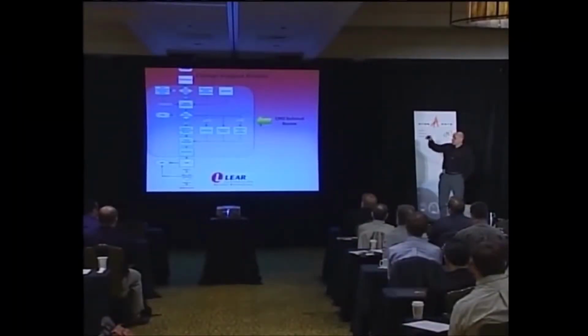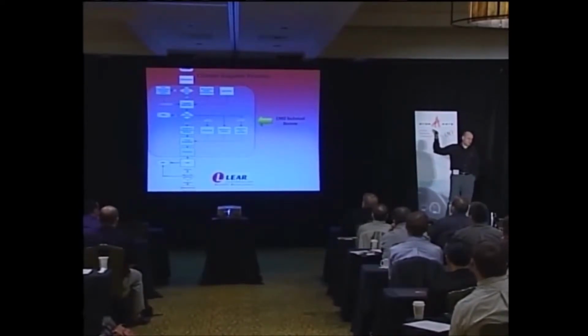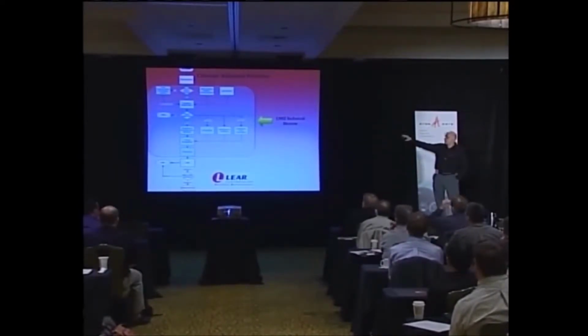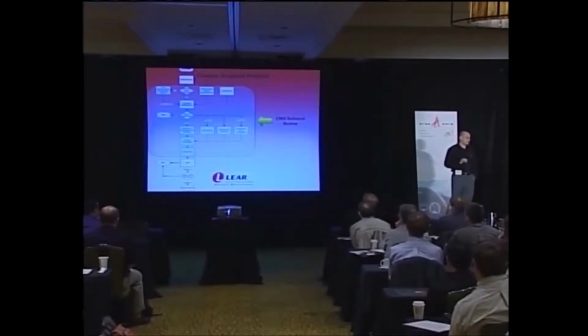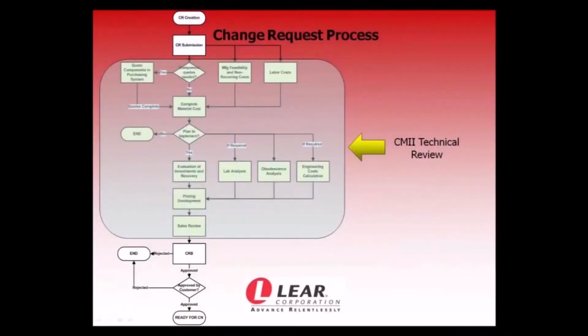But looking at the top of it is really the part where the engineer proposes a change. And then it gets into what I would summarize as a CM2 technical review, where we review not only the investment, but also the feasibility of the change. And finally, after that happens, we get into the change review board process where the change is being approved for implementation.